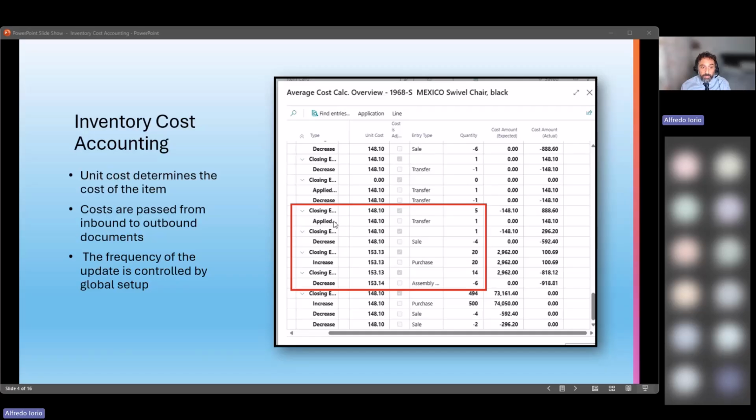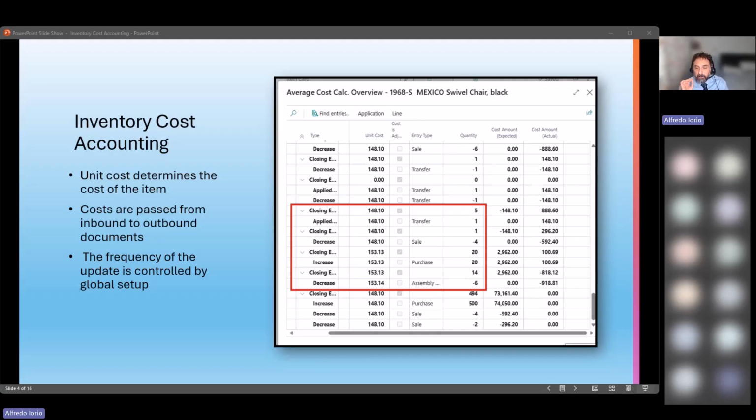We also have an application between two transfers, because transfers work in a slightly different way. You have an applied increase and a decrease when you transfer items across locations. The cost is always updated, even through transfers, but the application is managed in a slightly different way. But this should give you really the foundation of inventory cost accounting in Business Central.